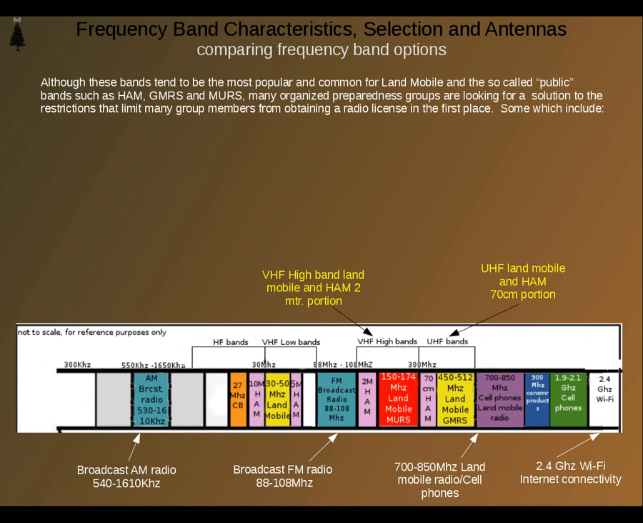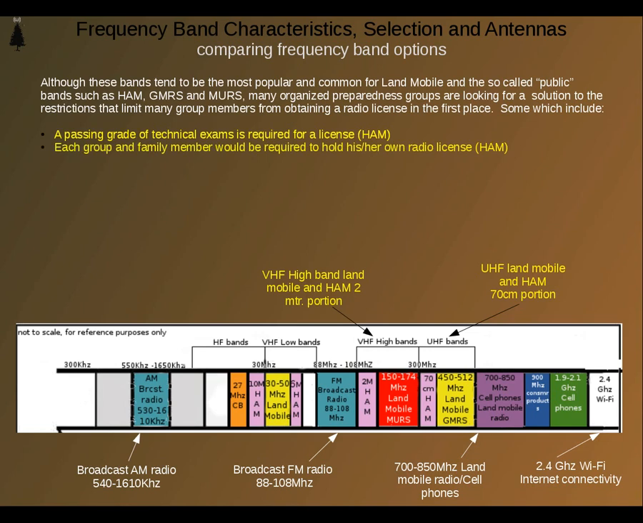Although these bands tend to be the most popular and common for land mobile and the so-called public bands such as ham, GMRS, and MURS, many organized preparedness groups are looking for a solution to the restrictions that limit many group members from obtaining a radio license in the first place, some of which include a passing grade of technical exams as required for a license.